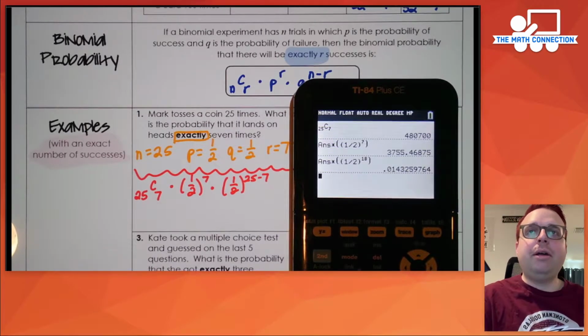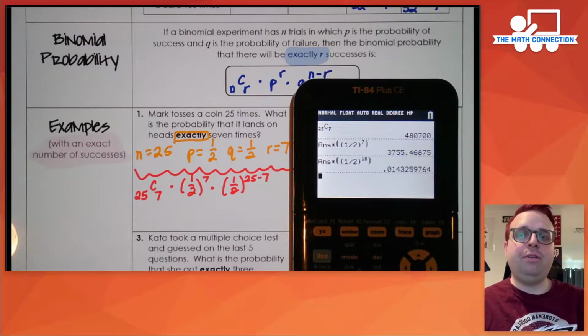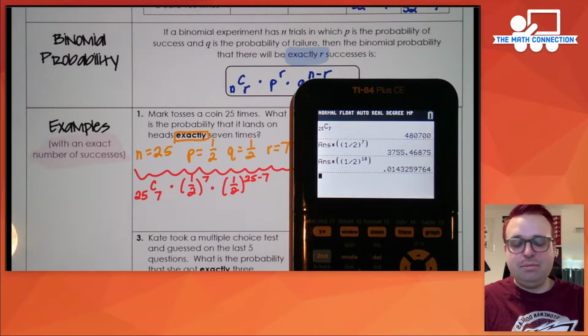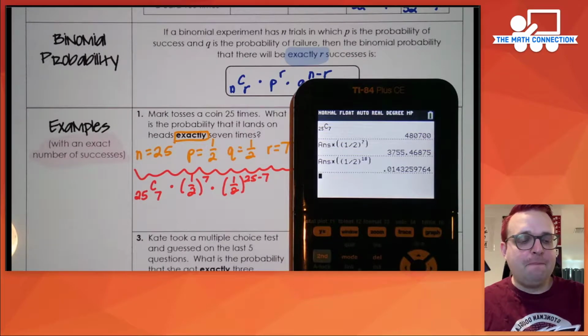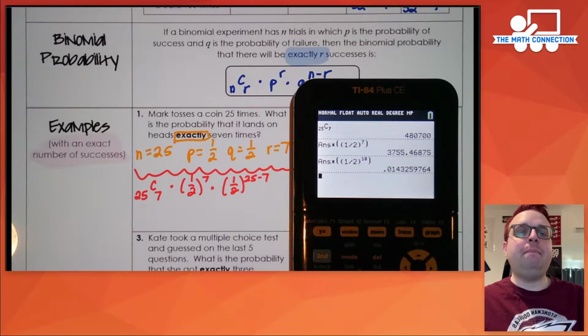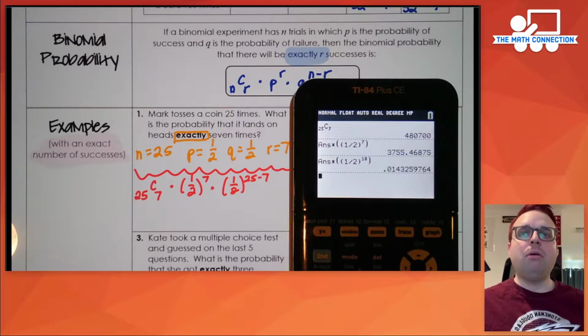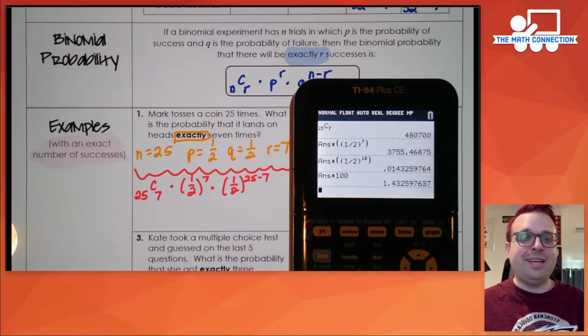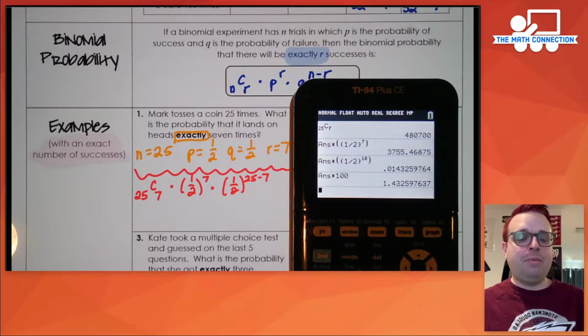Now, this is a decimal, right? So you can put your answer in decimal form if you want to. It would be 0.014-ish. Something else that you can do, which probably makes the answer sound more tangible, like a concrete idea, is you can multiply this answer by 100 and turn it into a percent. So the percent probability is that I have an approximately 1.43 percent chance that in those 25 coin tosses, exactly 7 of them are going to be on the head side.